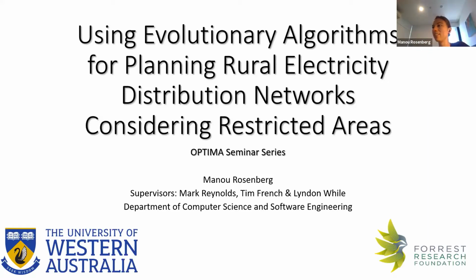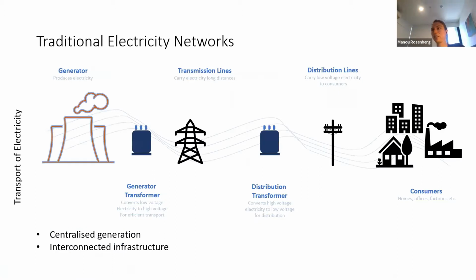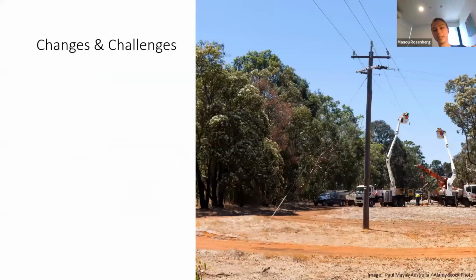Okay, so let's start. Typically when we look at electricity networks, we have centralized generation, usually a large scale generation source, and an interconnected system. Consumers get the electricity supply through the transmission and distribution network, and everyone is interconnected in one infrastructure, one system. This is what is currently installed in main parts, also in remote areas.